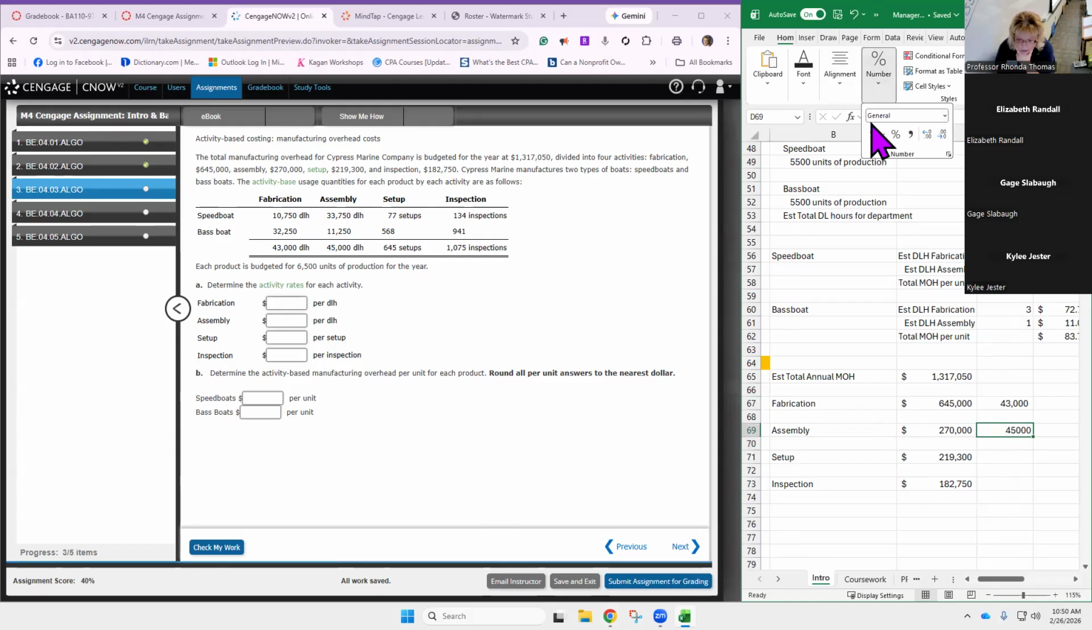Then this one is the number of setups. Well, it still doesn't matter. There's still a total of 645 setups for that activity, and inspections, there's 1,075 of them. Now, the next column will give us our rate that we can put in there per direct labor hour.